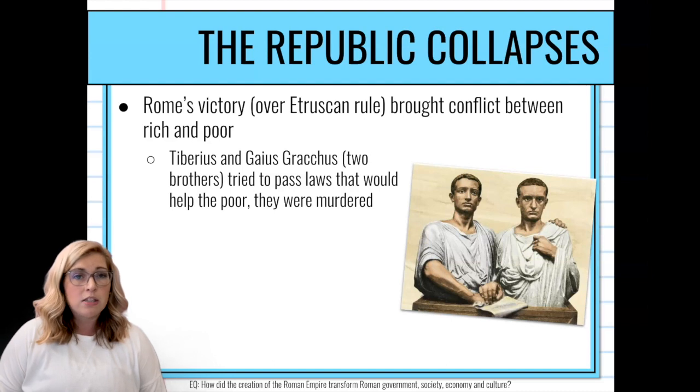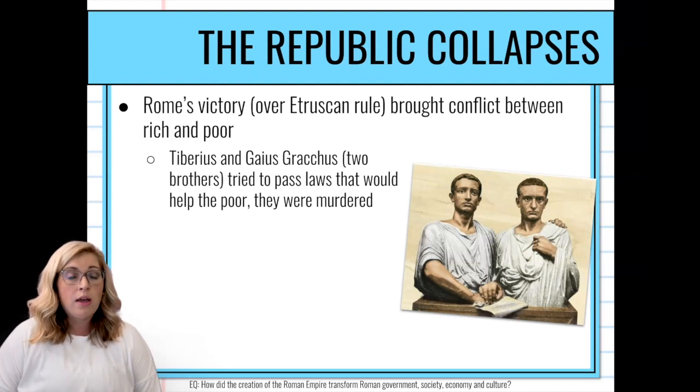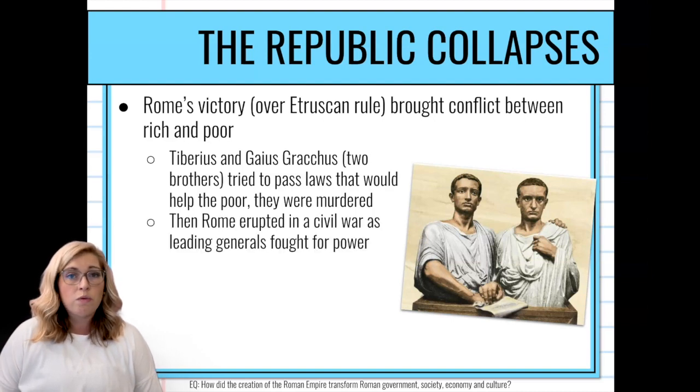They tried to pass laws that are going to help the poor. Unfortunately, people in the Senate did not agree with them. They don't jive. And both of them are ultimately murdered. Separate years at separate times, but both of them meet very violent deaths because they shared these ideas. So that launches Rome into a huge civil war.